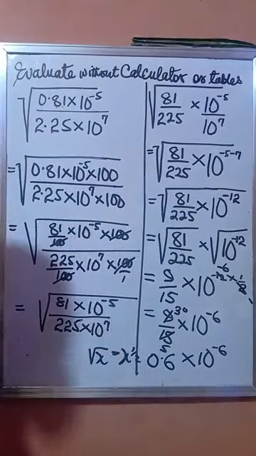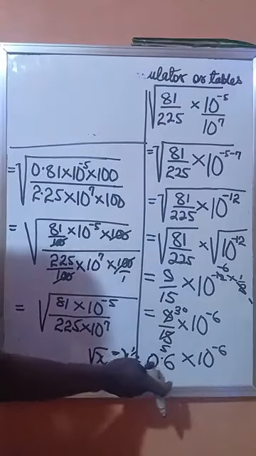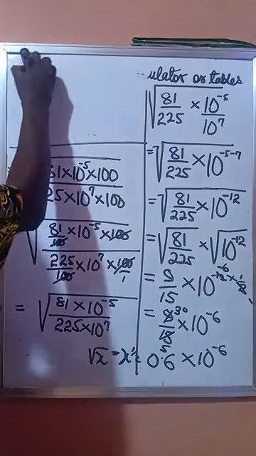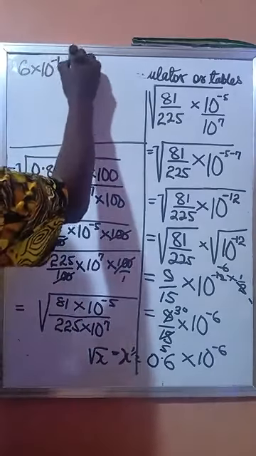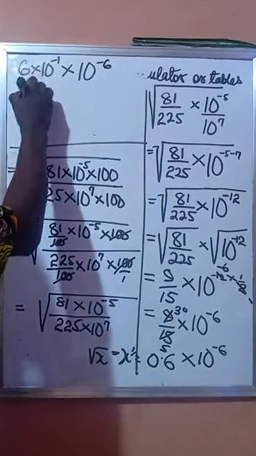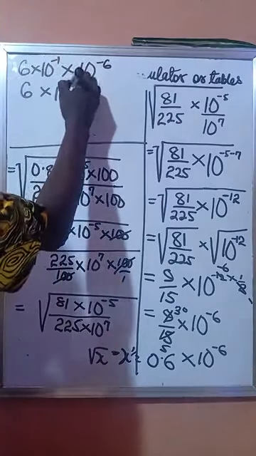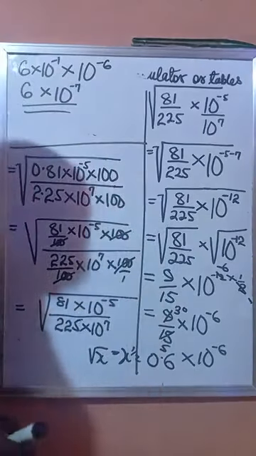So we can write this as 6 over 10, which in standard form is 6 times 10 raised to the power minus 1 times 10 raised to the power minus 6. That is 6 times 10 raised to the power minus 1 minus 6, which is minus 7. That is our final answer. Thank you.